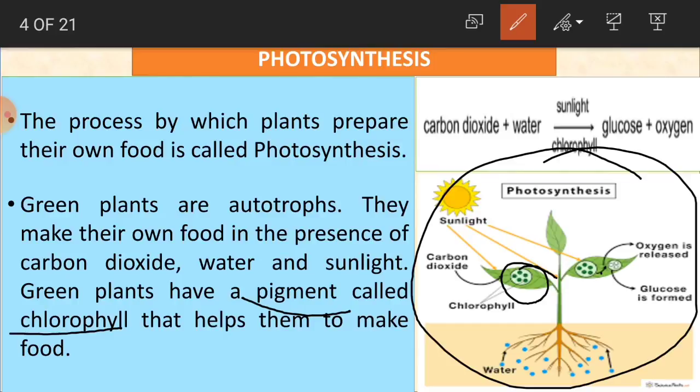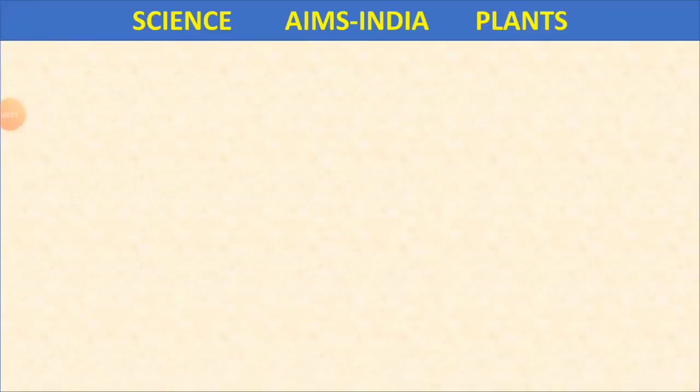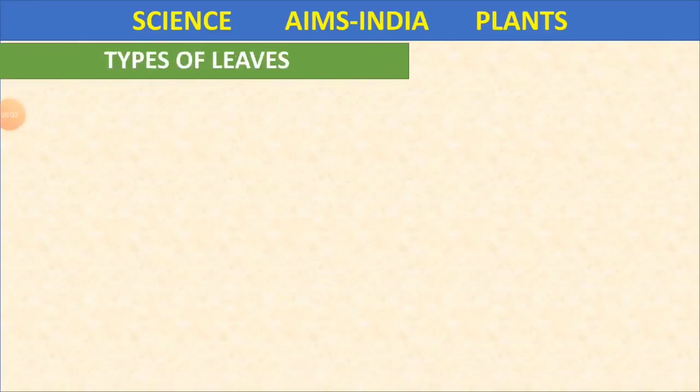The plant is taking the carbon dioxide which is present in our air, and it is releasing the oxygen. Okay, children? So here, carbon dioxide plus water, again plus. Yes, children. So photosynthesis, is it clear to you?